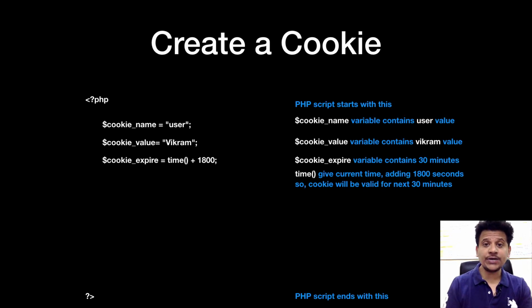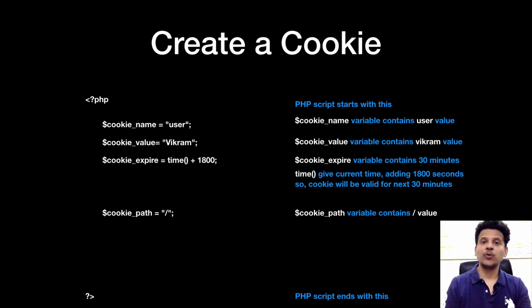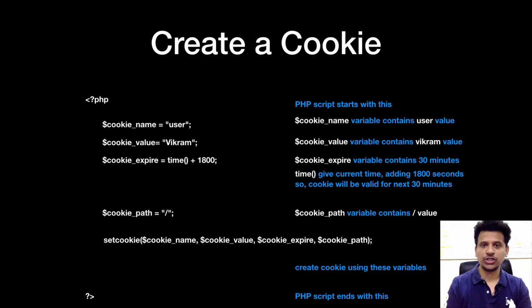Why are we using 1800? Because the setCookie function needs the expire value in seconds. That's why 1800 seconds is equal to 30 minutes. Next we created a variable cookie path and we gave the value slash. After that this is our setCookie function and we pass all the variables to that function.